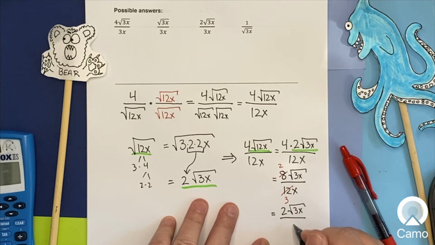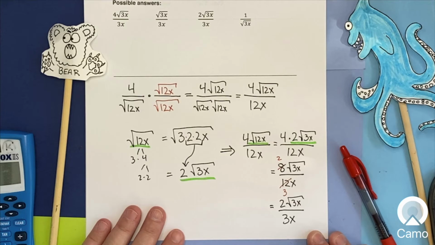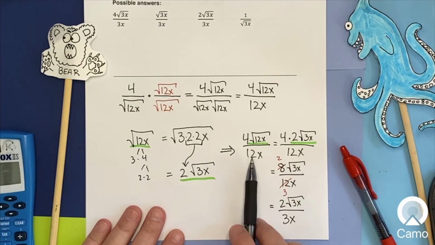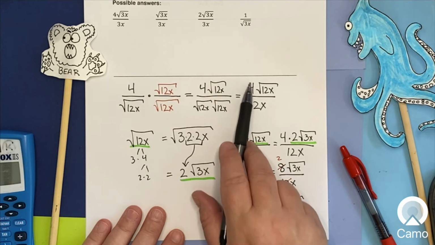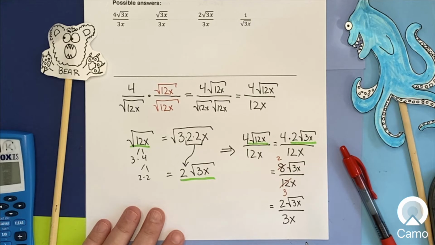So I end up with 2 radical 3x all over 3x. What do you guys think? Now, some people are asking me, wait a minute, couldn't we have reduced it right there? And the answer is you absolutely could have. You could have seen this and said, oh, I need to reduce that, and reduce it right there. So it's up to you.